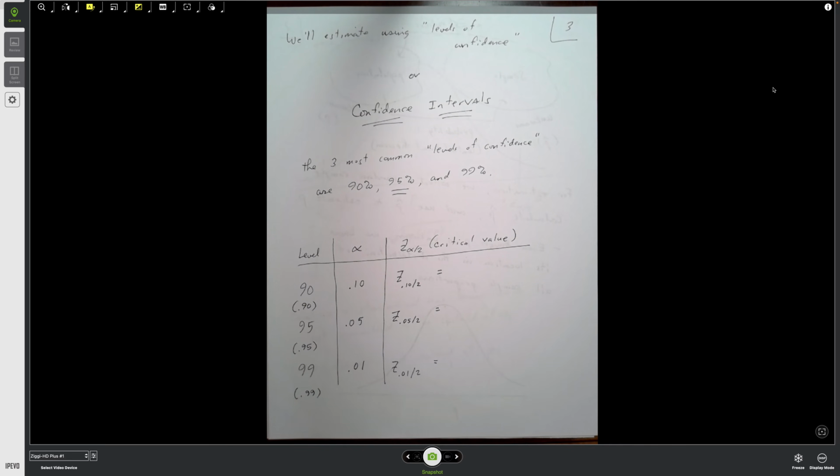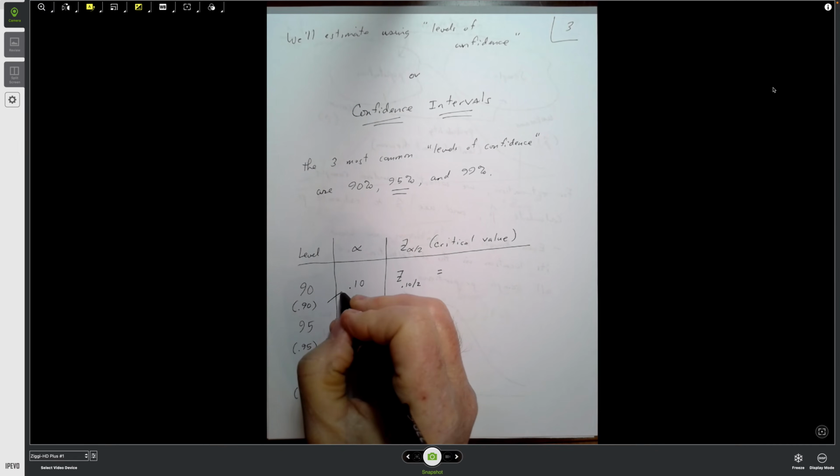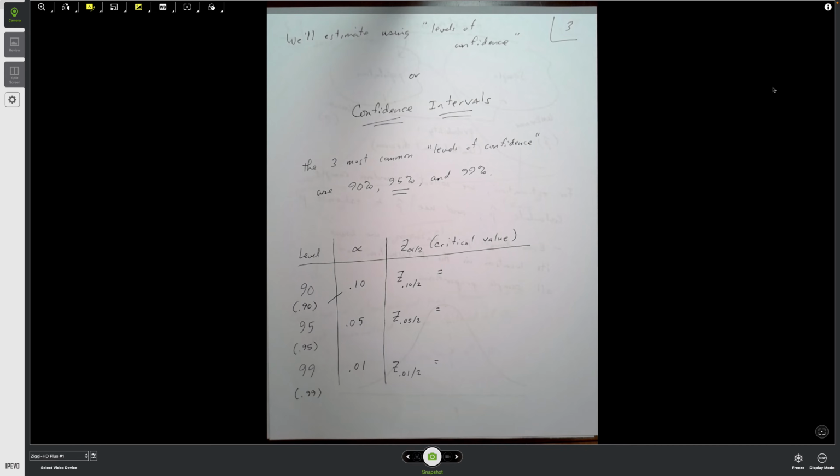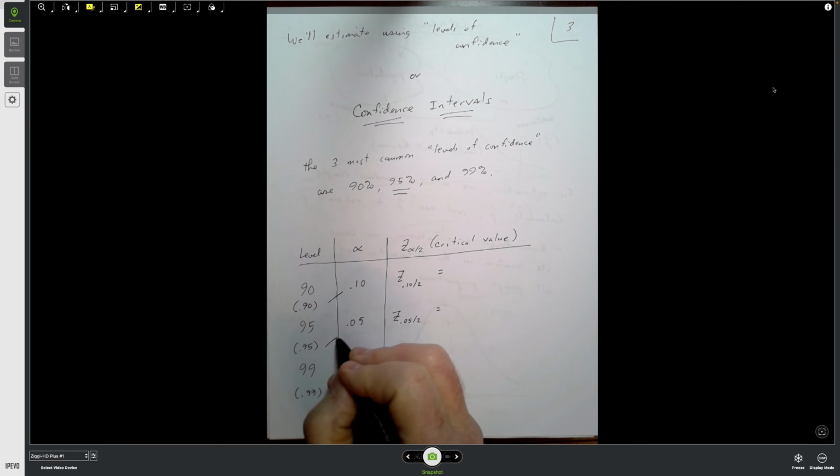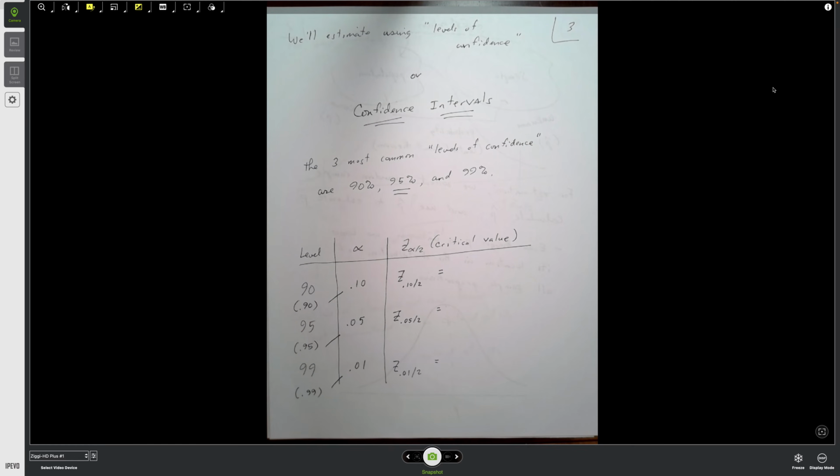Now, alpha is just the level subtracted from 1, or this plus this has to be equal to 1. So alpha is, in this case, for 0.90, let me make sure you know those are connected, 0.10 because those two add up to 1. For 0.95, the alpha is 0.05 because they add up to 1. For 0.99, the alpha is 0.01 because they add up to 1.